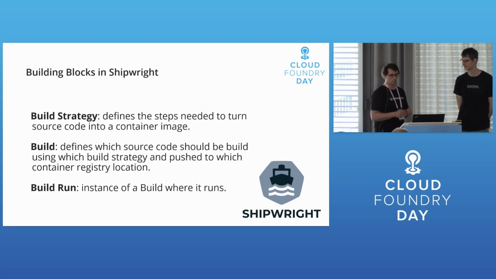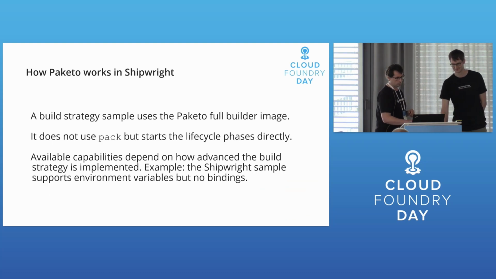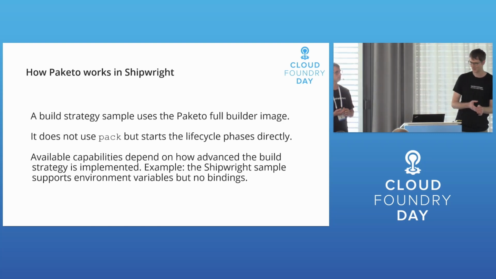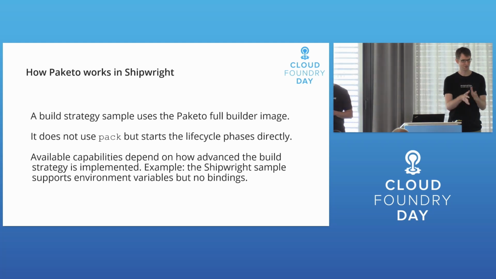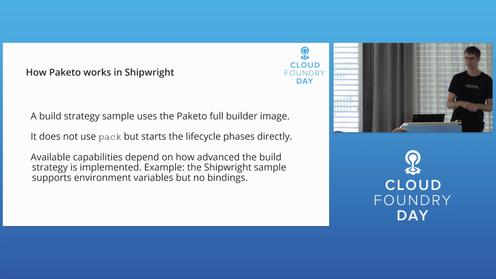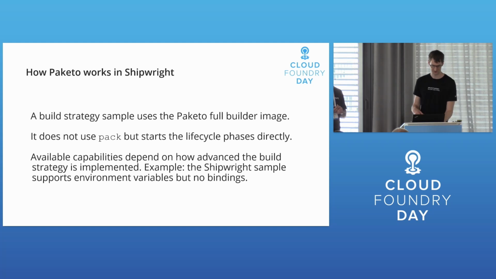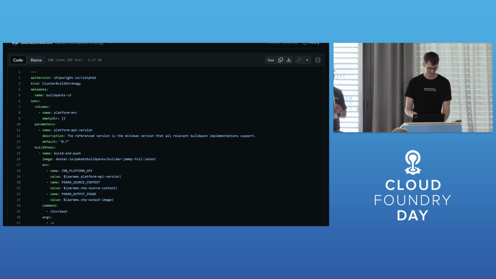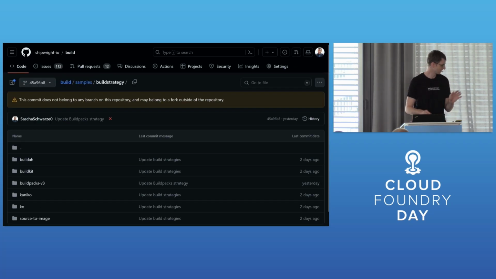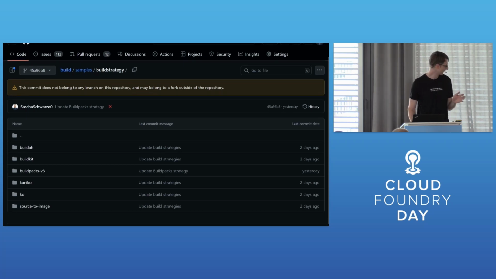Right, which brings us back to where we started. How does Paketo now work in Shipwright? So Matthias spoiled that we have build strategies that define how you turn source code into a container image. And guess what? One of the build strategies in our Shipwright samples is the one for Paketo. Just quickly, there are other sample build strategies, also for Dockerfile-based strategies like BuildKit or Kaniko, and for other Dockerfile-less strategies like ko, just for completeness.